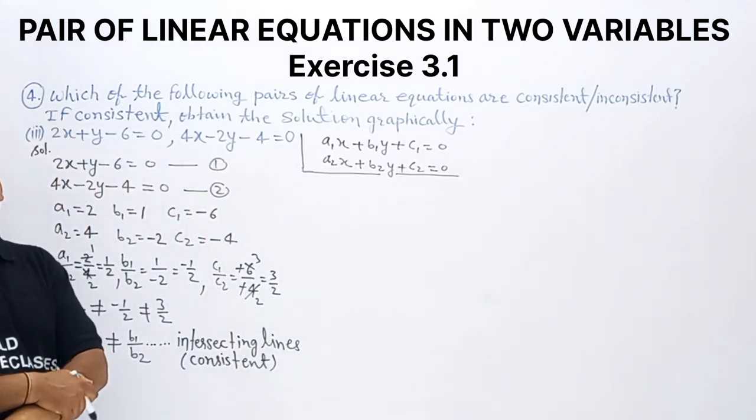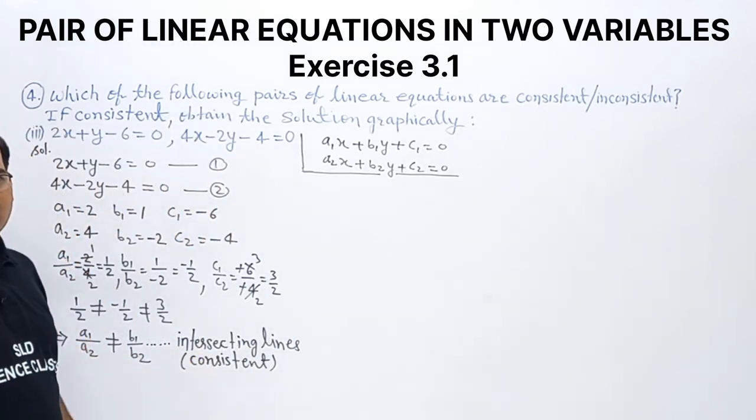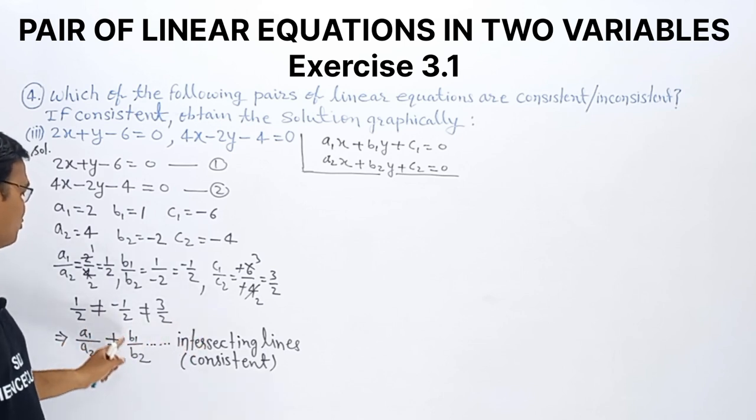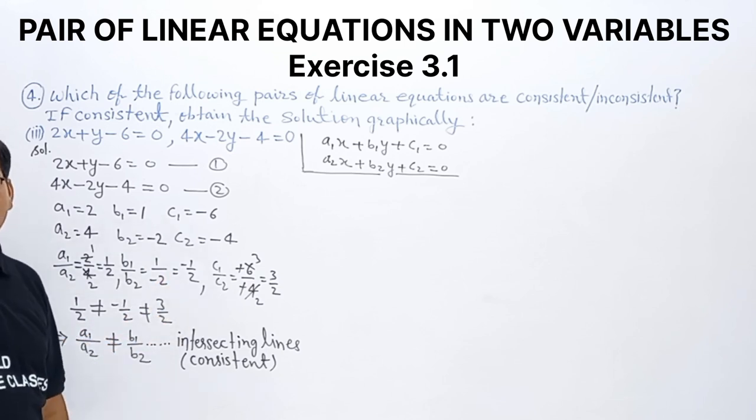Once we get parallel lines, meaning two lines are parallel and not intersecting, our system is inconsistent at that time. But once the ratios satisfy a1 upon a2 equal to b1 upon b2 equal to c1 upon c2, at that time we get coincident lines, and at that time also the system is consistent.